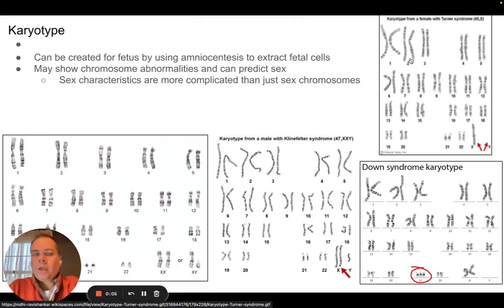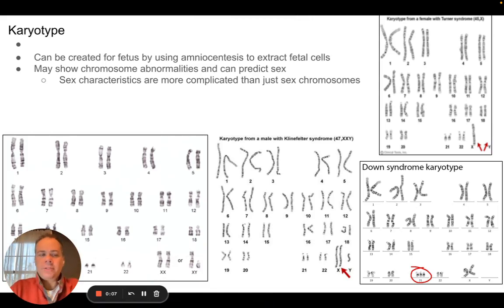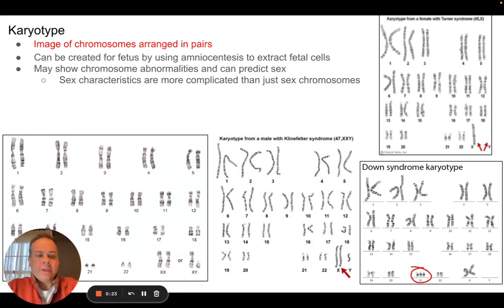So a karyotype is basically a picture of the chromosomes that are found in a cell. Sometimes a karyotype is made of cells that are sampled from amniotic fluid. Remember, a developing fetus is surrounded by an amniotic sac that's filled with fluid. Sometimes a doctor will take a sample of that fluid with a long needle, and that fluid has within it cells from the fetus. They can then look at the chromosomes that are present in those cells.